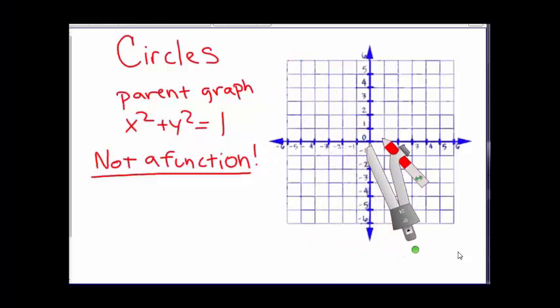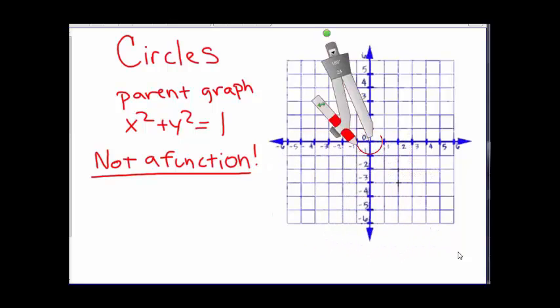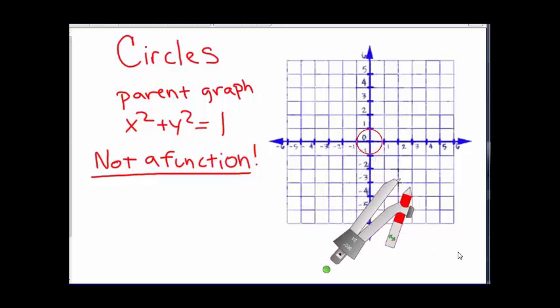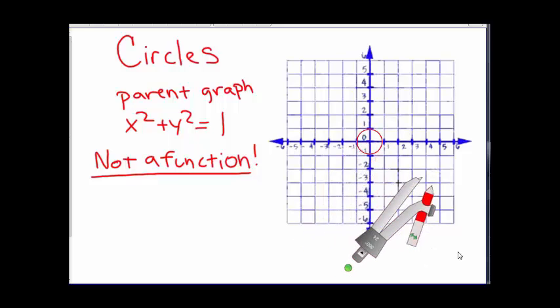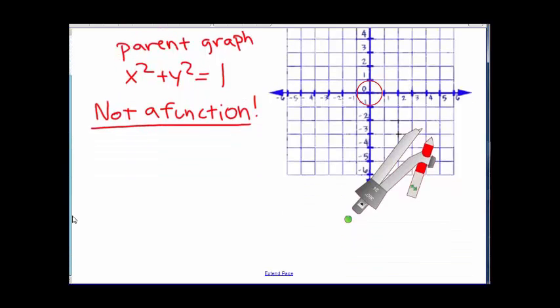Okay, so today we're going to talk about how we can graph circles. Our parent graph we're going to call x squared plus y squared equals 1. This is a circle with a radius of 1 and the center at 0, 0. This is not a function. It does not pass the vertical line test.